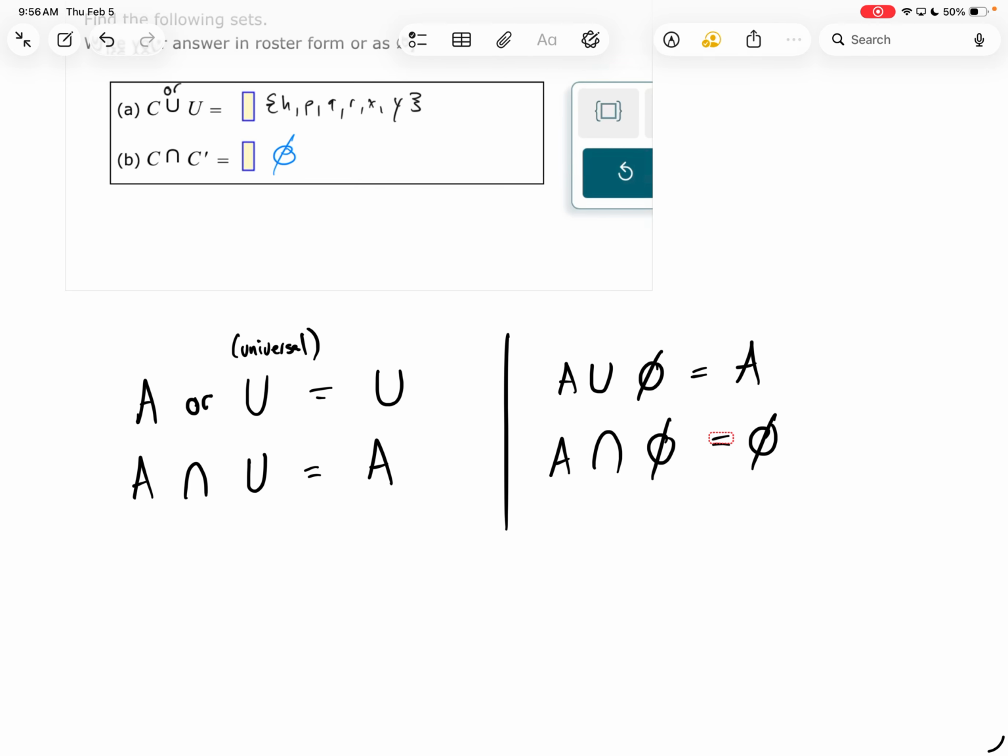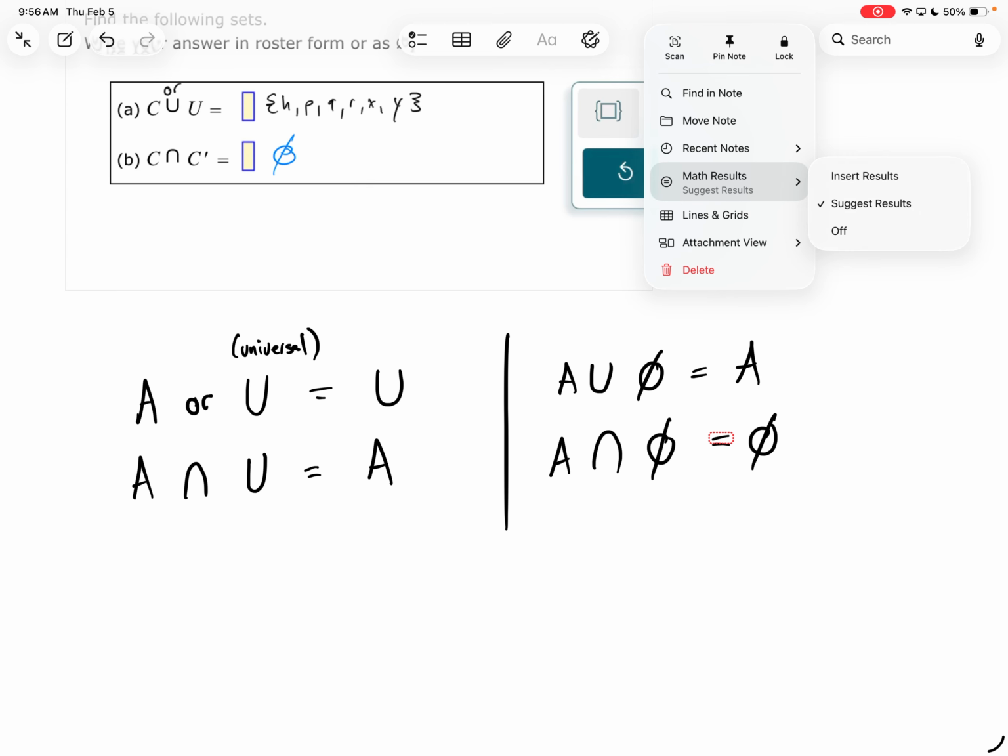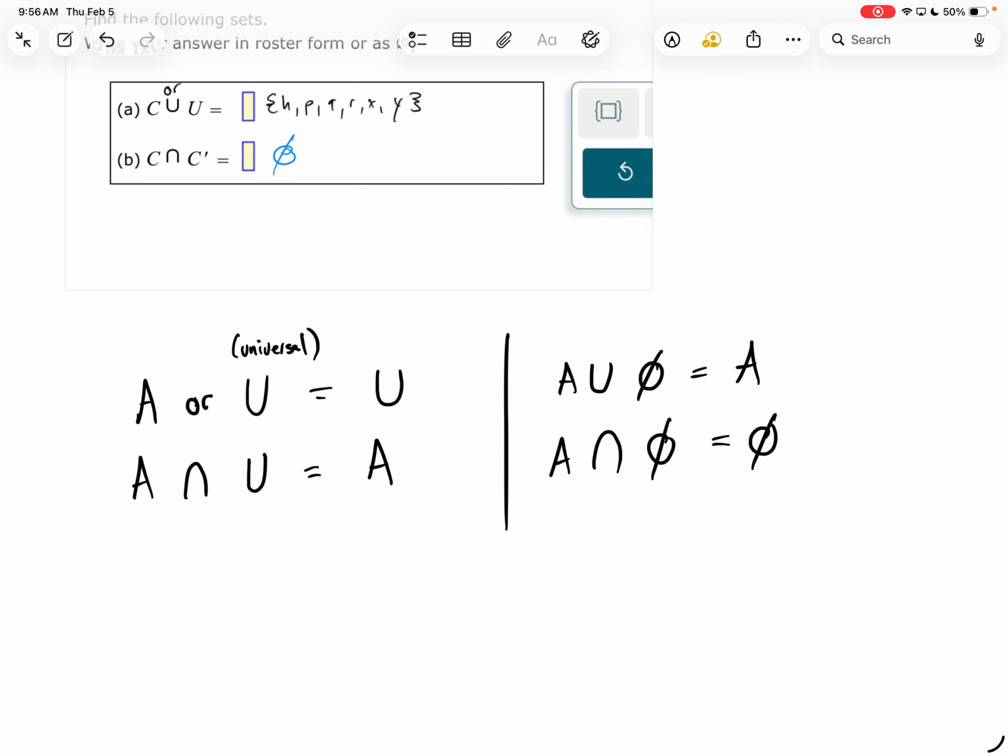And then on the right side, A union the empty set. If I bring together A with nothing, then it's just going to be A. That makes sense, right? And what does A intersect with the empty set? What does A share with the empty set? Well, there is nothing in the empty set, so it can't share anything.